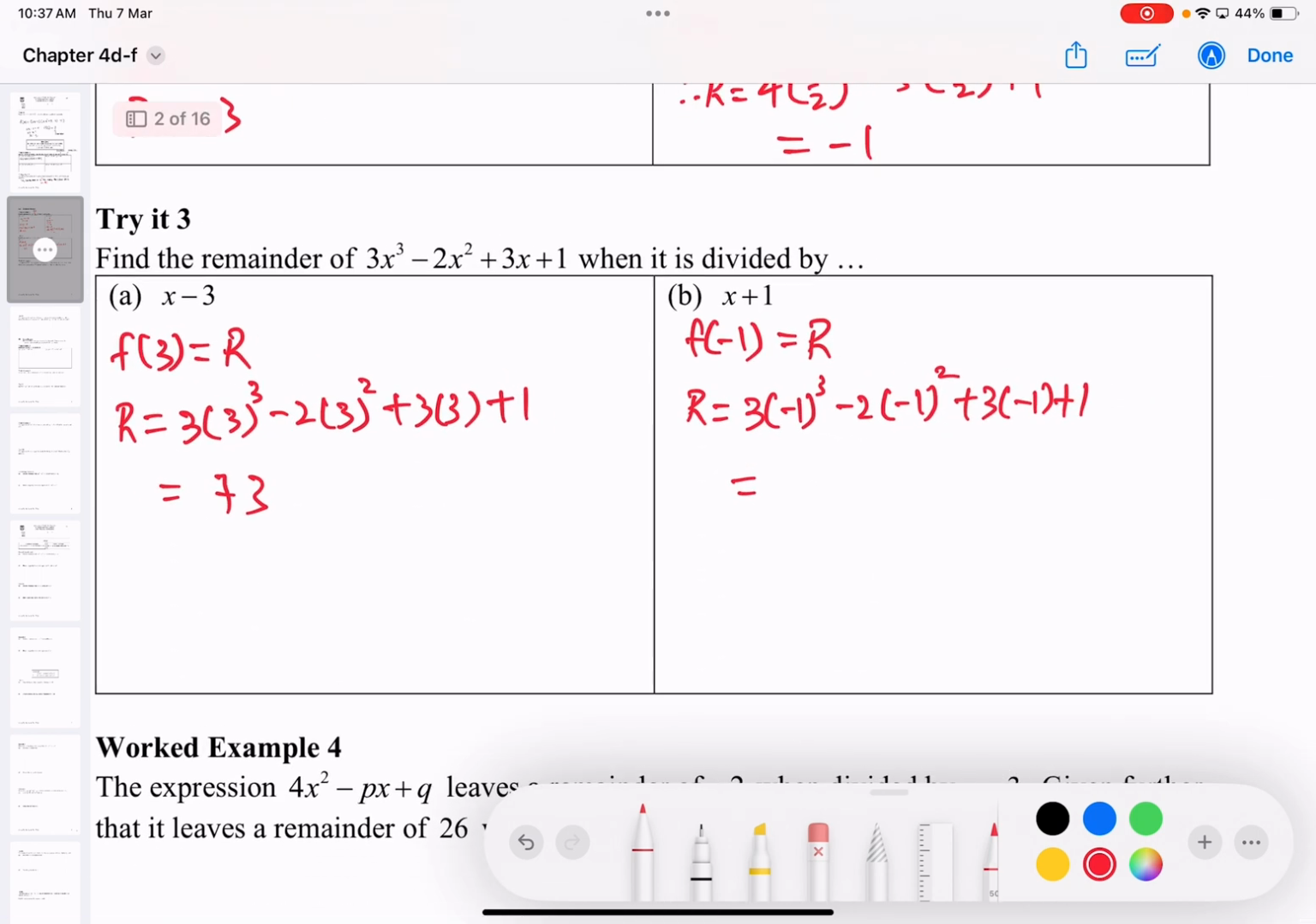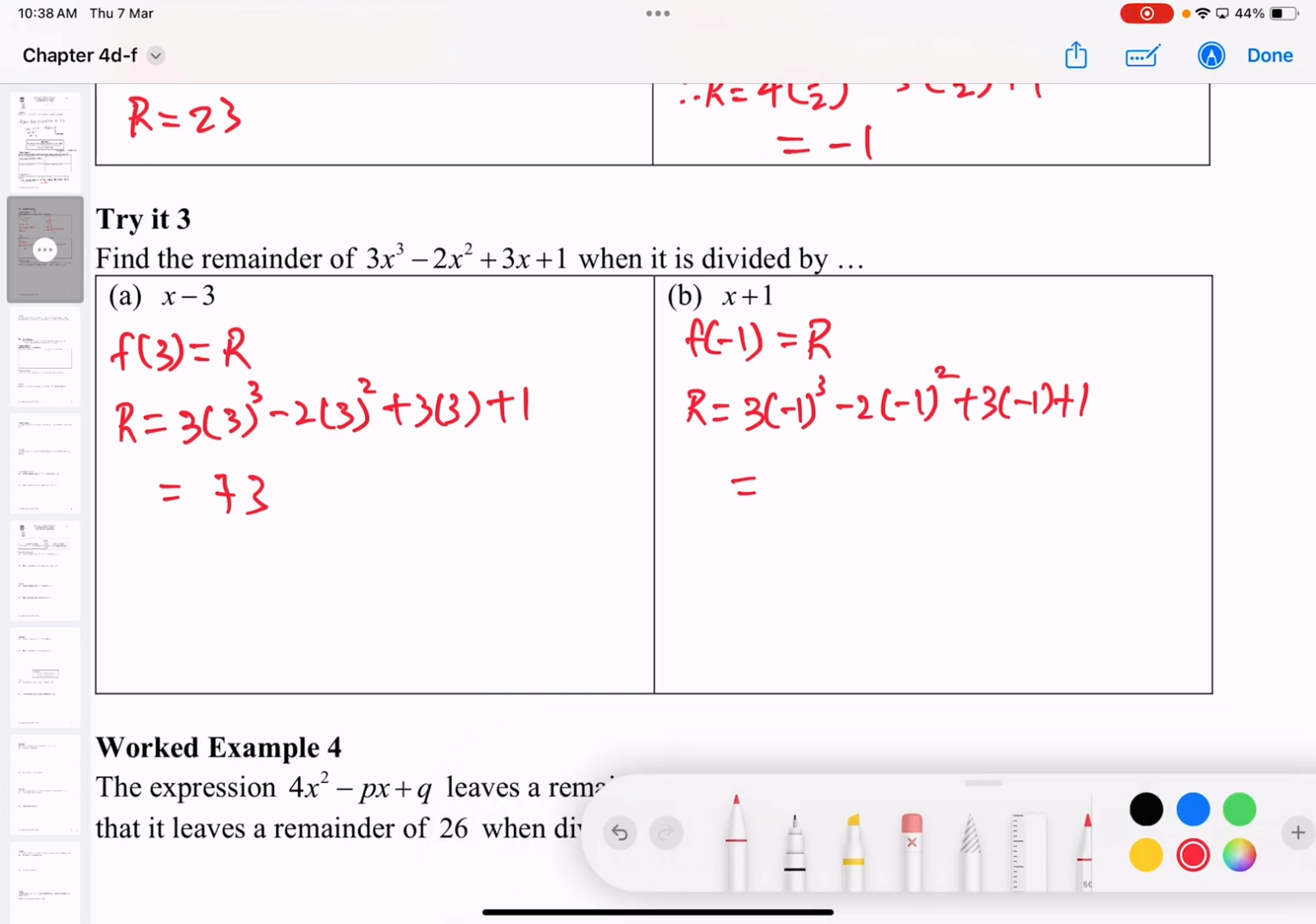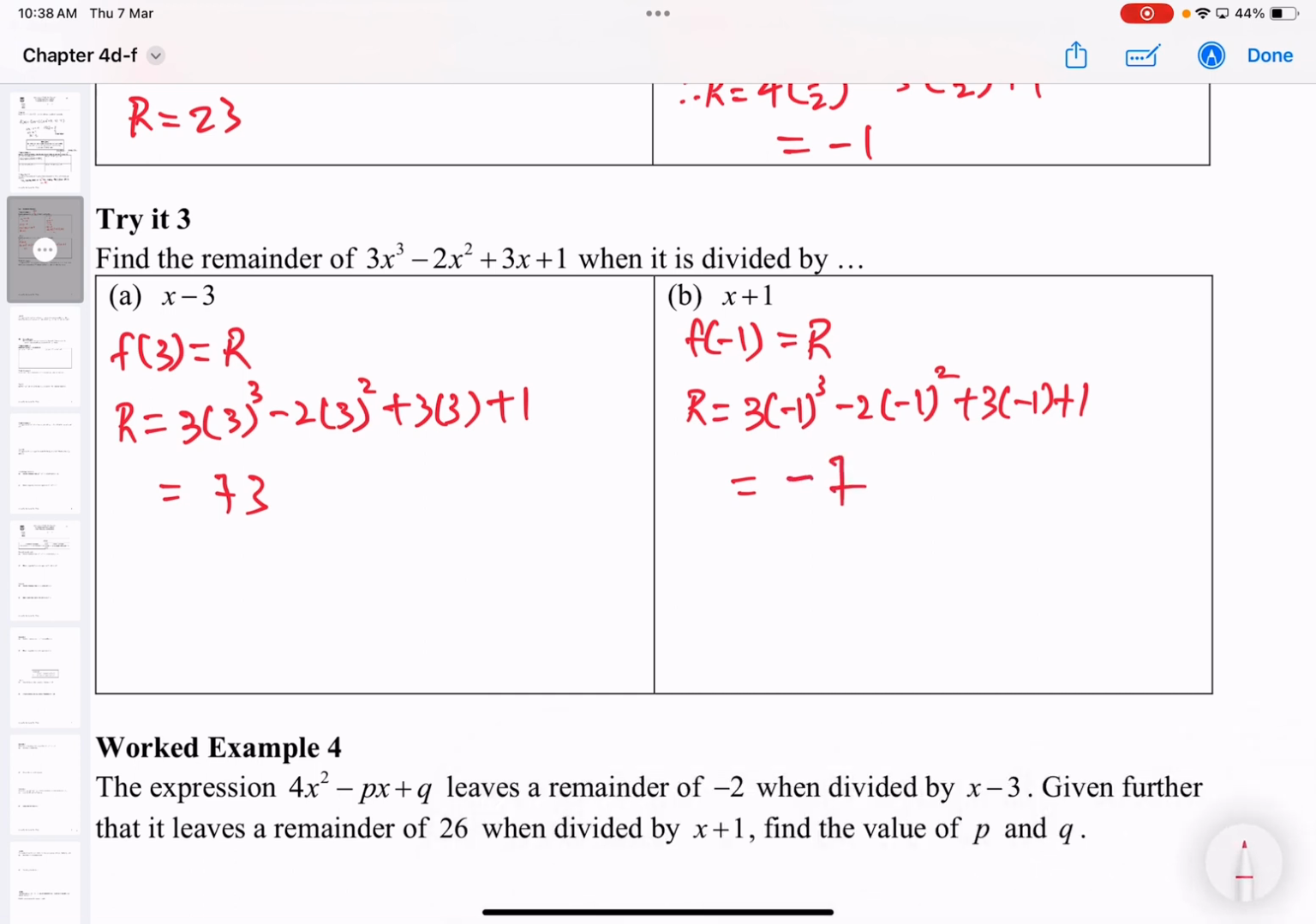Okay, the next one, let me enter it. Okay, next one is negative 7.